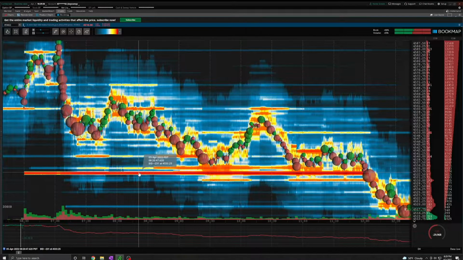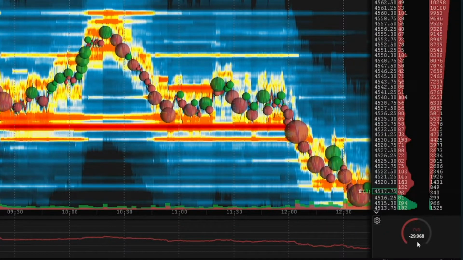Finally, the bottom part of this chart is the CVD, or the cumulative volume delta. This shows overall what the market is like from a volume perspective. Are there more buy volumes today, or are there more sell? Today we see that it's really red in the sell market, so negative 30,000, and that just means that there's been a lot of selling.